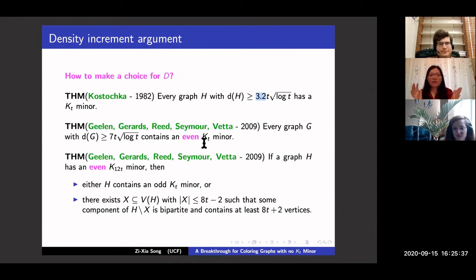Because as Ruth mentioned during her talk last week, every graph contains a bipartite subgraph whose density is at least half of the original graph, right? So you get a complete bipartite subgraph here. That's why you just apply the previous theorem to the subgraph you find here, bipartite subgraph, you get an even K_t minor. And for our order minor paper, we are actually looking for an even K_t minor because of this beautiful result proved in this paper.